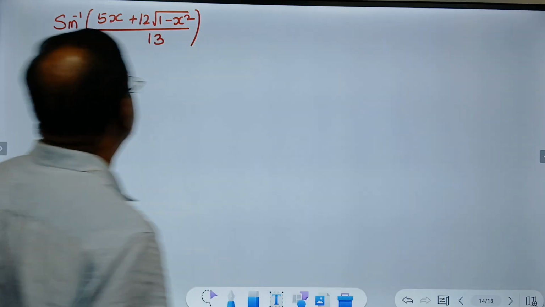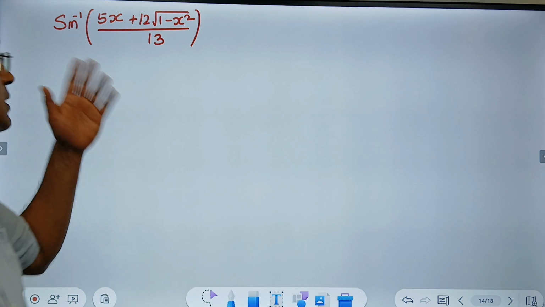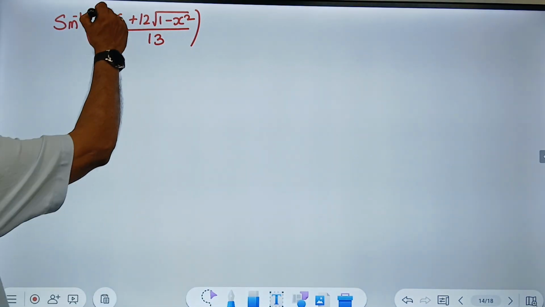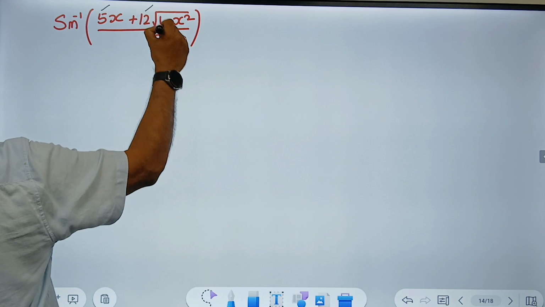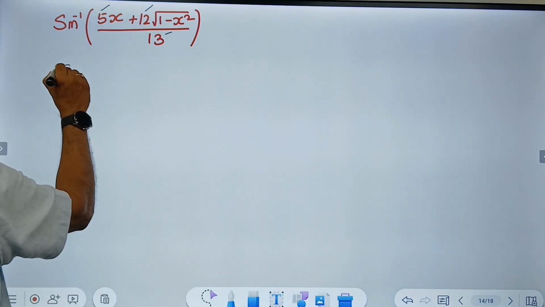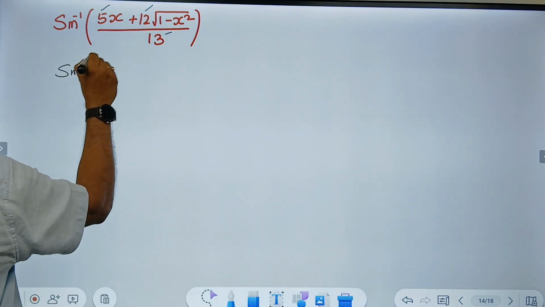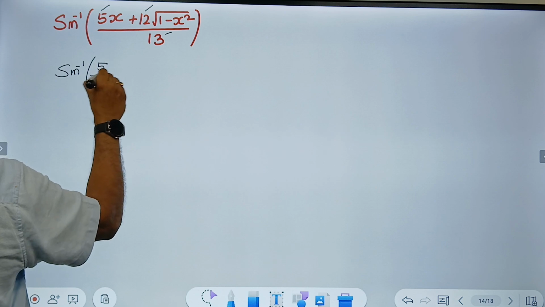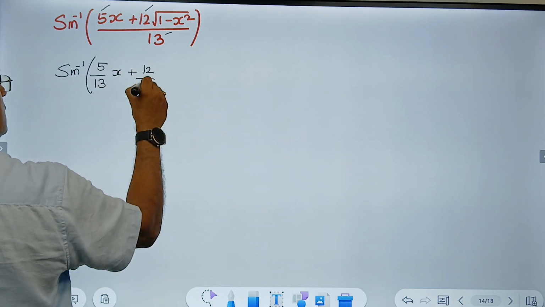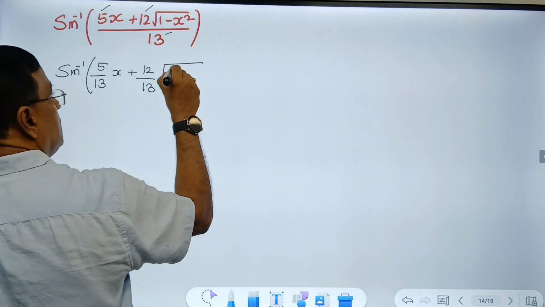Okay. Next question. Very important. It has come in the board exam also. So if you observe this problem carefully, these three numbers are very exciting. 5, 12 and 13 form a Pythagorean triplet. They will represent a right angle triangle. So this will be sine inverse of, can I say this is, 5 by 13 x plus 12 by 13 root of 1 minus x square.